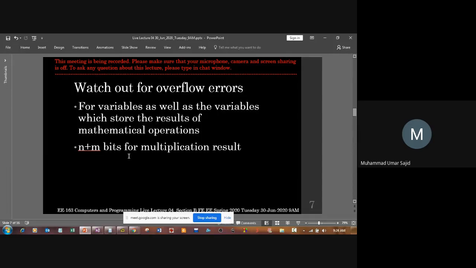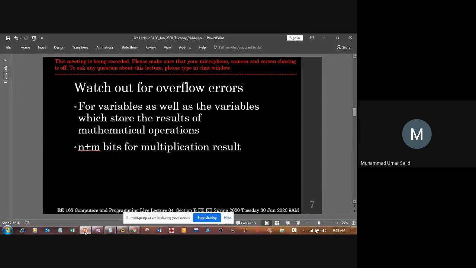So if you're multiplying two 8-bit numbers, keep in mind that the result must be stored in a 16-bit number. You can typecast it to a larger variable size. Or if you're multiplying two 16-bit numbers, the result must be stored in a 32-bit number. So it is important.